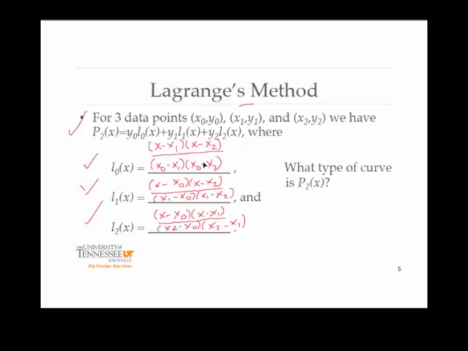And then L2 of x, j can't be equal to 2, so you'd have x minus x0 times x minus x1, and then you plug in the 2 in the bottom. Each one of those cardinal functions is quadratic. You add them up, you're still going to get a quadratic, but remember you scale each one of them, or you multiply each one of them by the corresponding ith coordinate. So what type of curve is P2 of x? Of course, it's a quadratic. But also, the same is true for each of the ith cardinal functions.